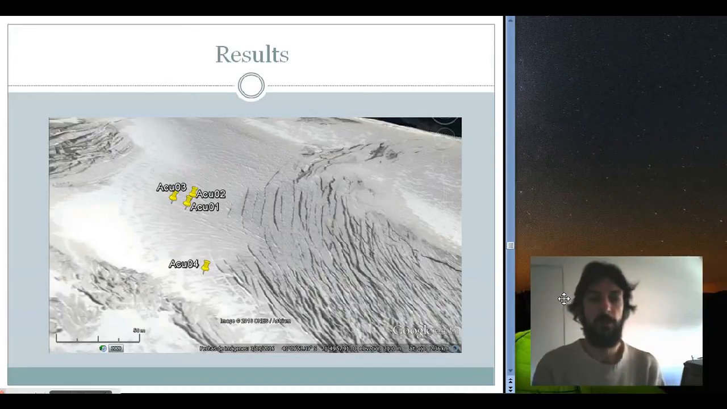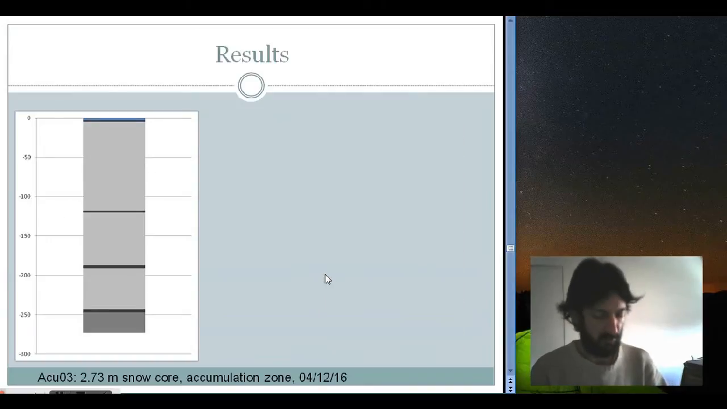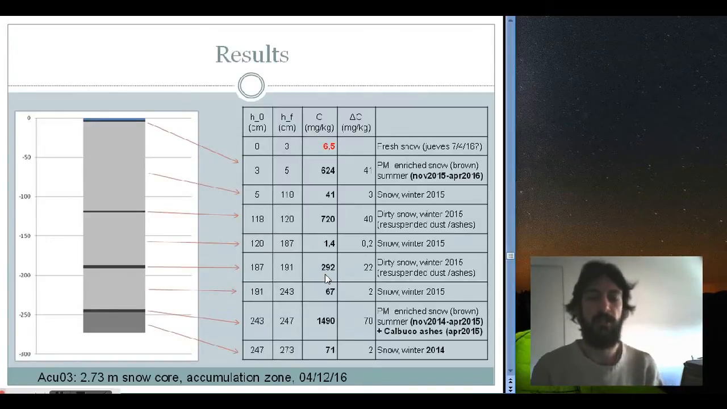So here we're going to show the results of the accumulation region of the glacier. These are the sampling points. So just to show you a general view of the concentration ranges found on the ice core, snow core. Here you can see that generally you have this fresh snow on top, very low concentration of particulate matter.